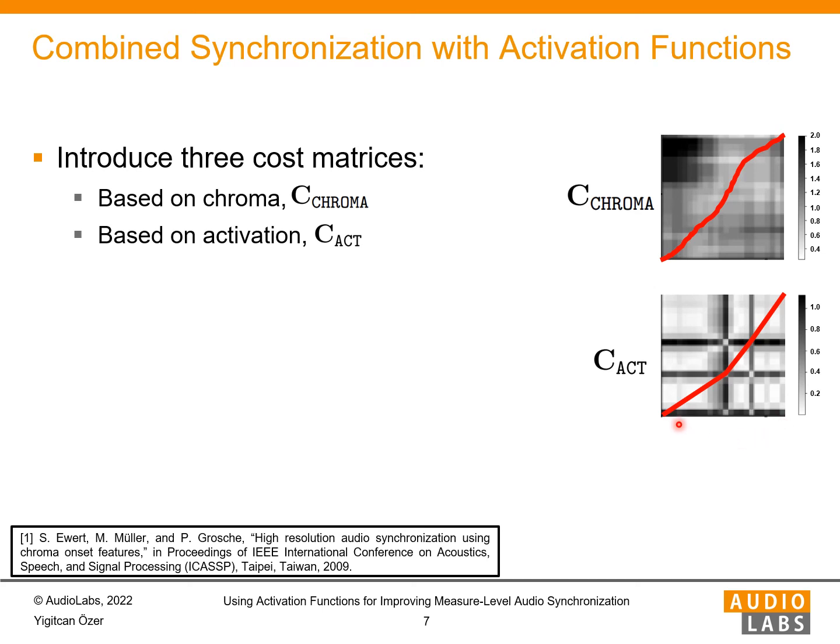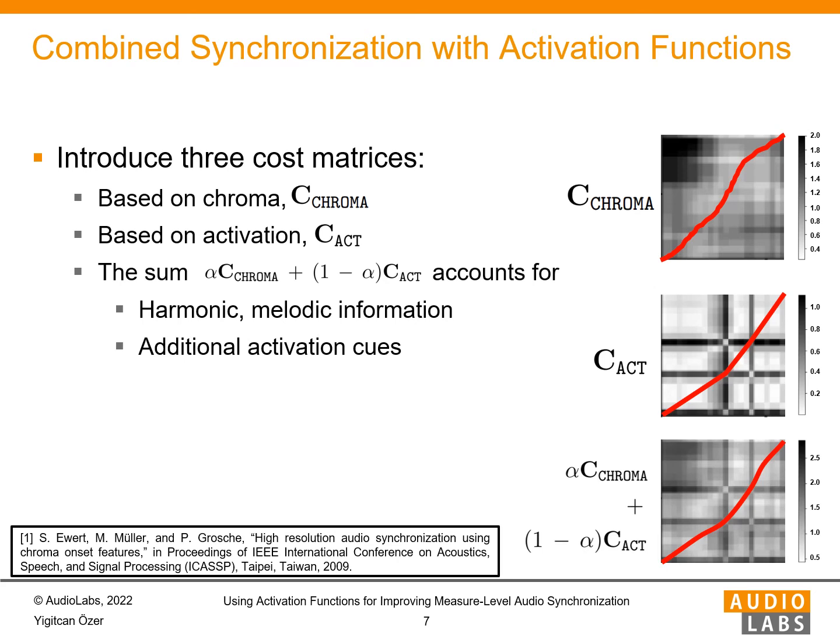Only when a horizontal grid line intersects with a vertical grid line, the cost matrix has a small cost value at this intersection point. This method enhances the temporal accuracy of the synchronization. Finally, the sum of these two matrices accounts for harmonic and melodic information with the first cost matrix and additional activation cues with the second cost matrix.